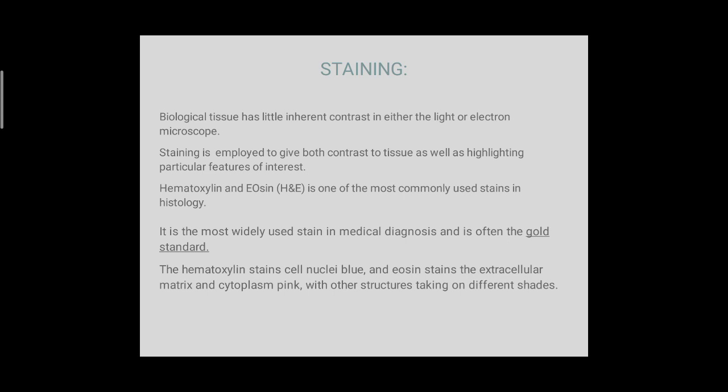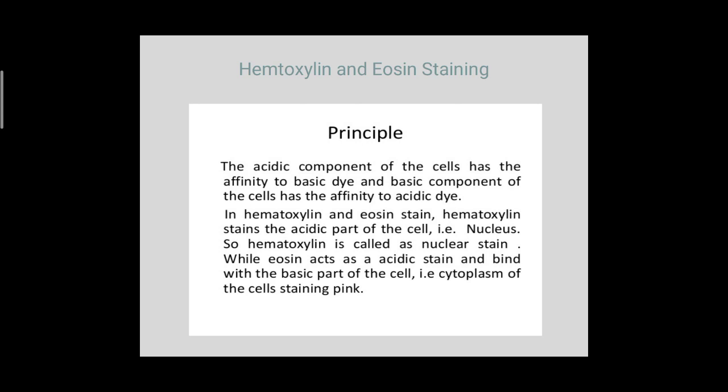Moving towards the staining, the biological tissues have little contrast in either the light or electron microscope, so we use stains to stain them. Basically we use hematoxylin and eosin stains. They are the most commonly used stains in histology. You can see that this is often the gold standard. Hematoxylin basically stains the nuclei blue because it has the affinity for the acidic part, that is nucleus, and it gives a purplish appearance. And the eosin stains the extracellular matrix and the cytoplasm pink, that is the basic part.